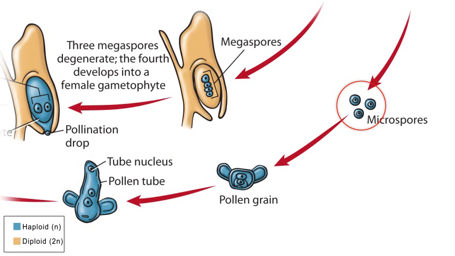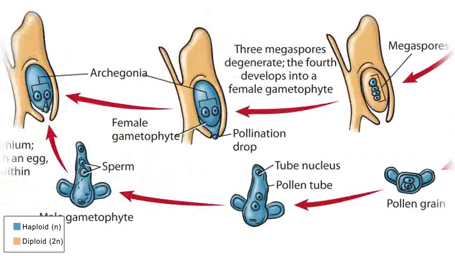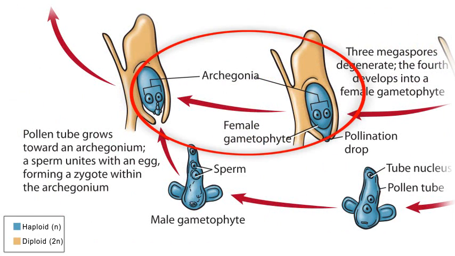Male cones produce microspores by meiosis. The microspores develop into pollen grains. Each winged pollen grain is a 4-cell male gametophyte. The female gametophyte grows, producing 2 or more archegonia, each of which contains an egg.